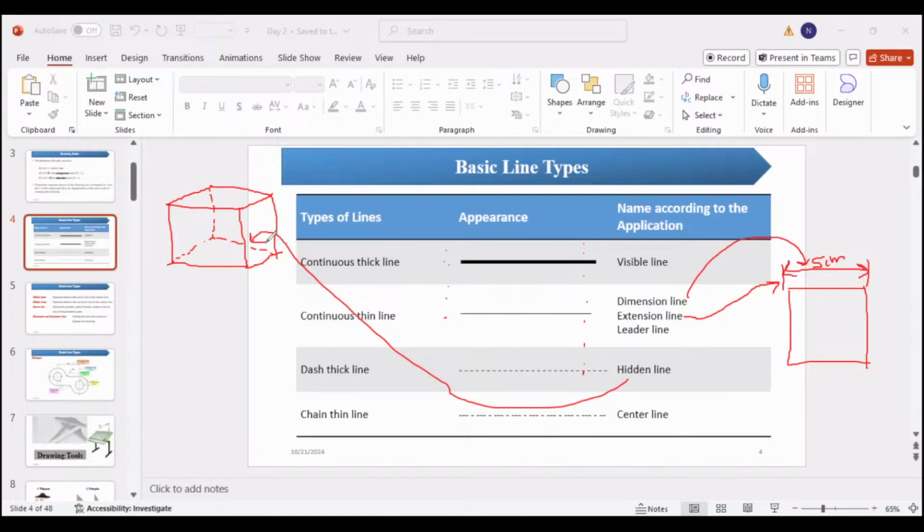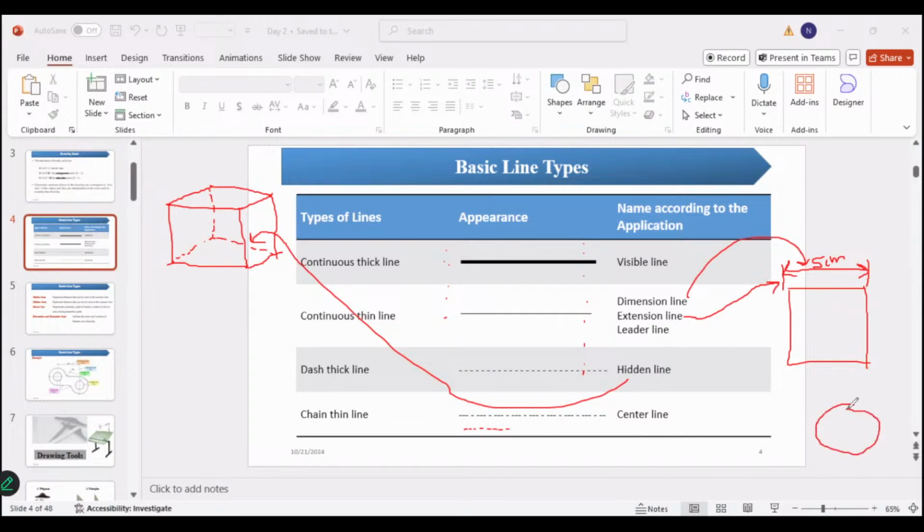Then the chain thin line. Okay. That means we draw it like a chain. So you can see that three dashes are drawn close together, and then we draw one dash separately. Again, three dashes closely and then one dash far from that. It goes on like that. So that is a chain thin line and it is for the center line of an object.